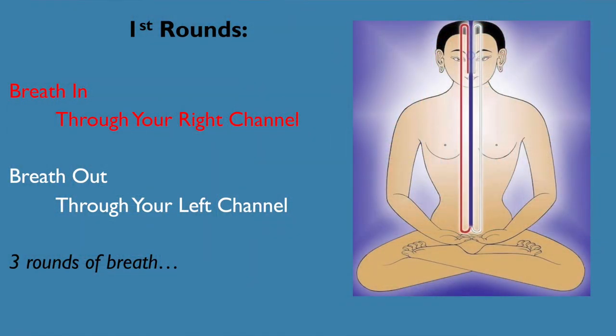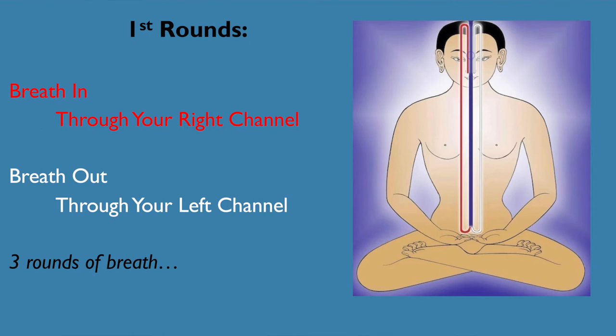So block your left nostril with your finger, or imagine that it's blocked. And breathe in through your right, all the way through the channel on the right side, all the way down to the bottom of the channel. And the air goes across to the left.